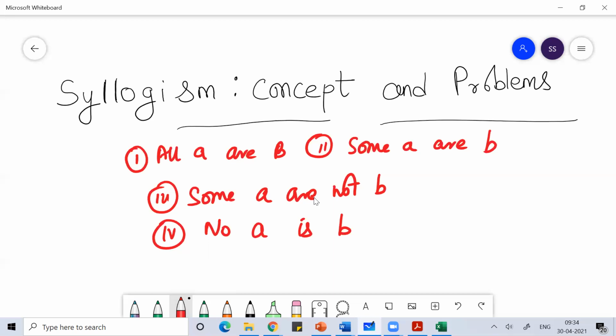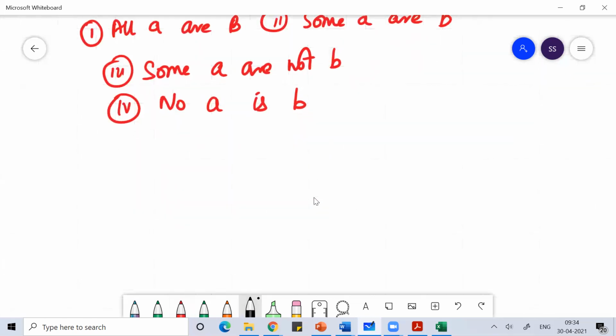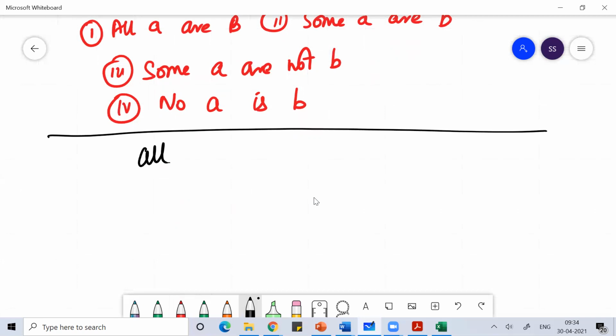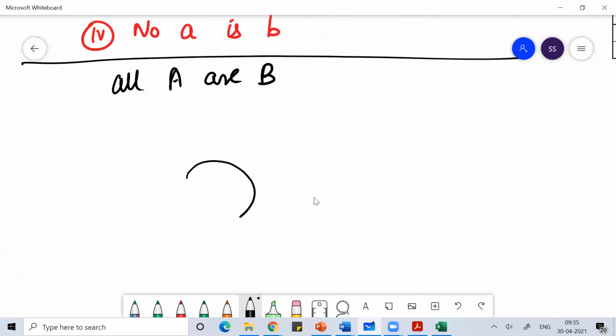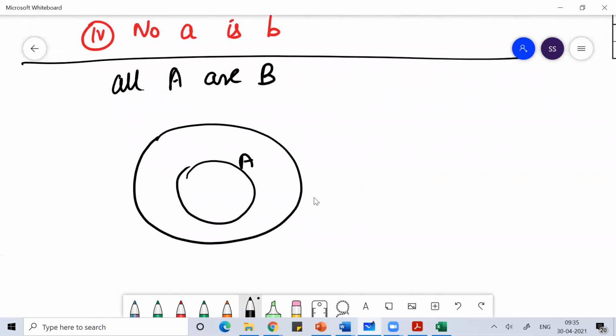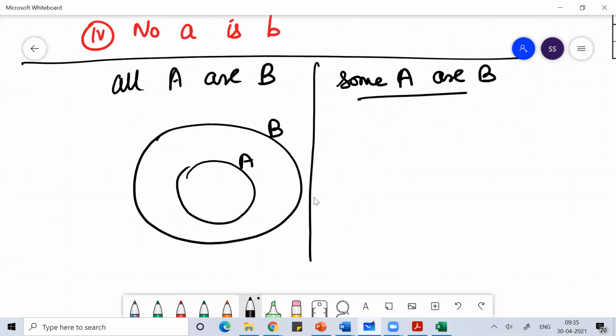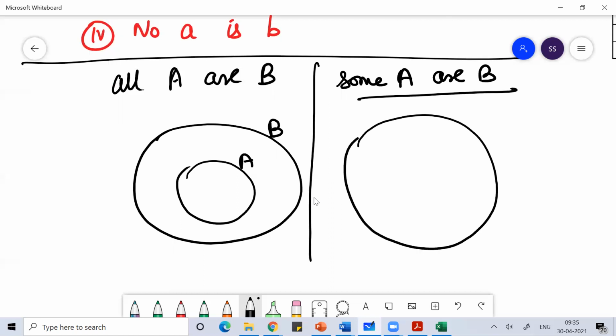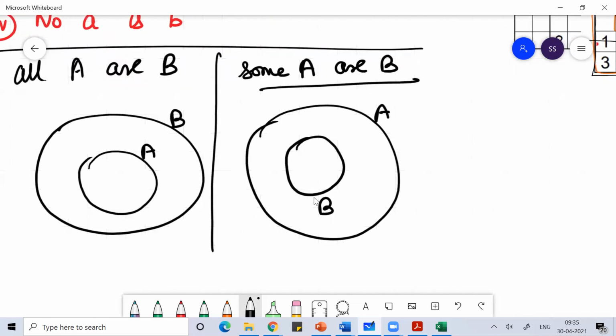If I'm using the term "all A are B", what do I mean by it? This is the diagram I'm talking about. Then if I say "some A are B", what would the diagram be? The diagram can be like this, or your diagram can be like this, or your diagram can be like this.